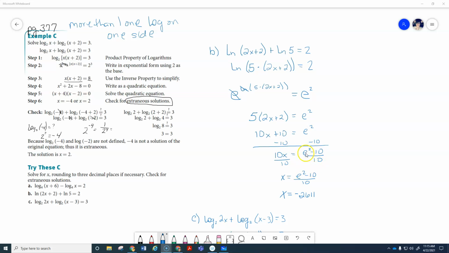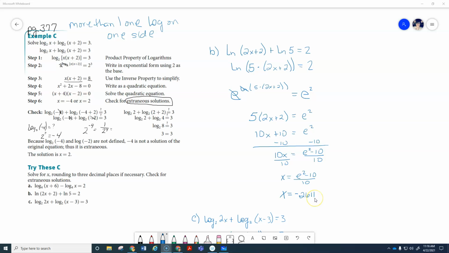Remember, e is a number just like pi, so it's an irrational number. I could have rounded off way up here, but I wanted to wait until the very end. Subtracted 10 from both sides, divided 10 from both sides, and then I typed this into my calculator, and I got a value of negative 2.611.